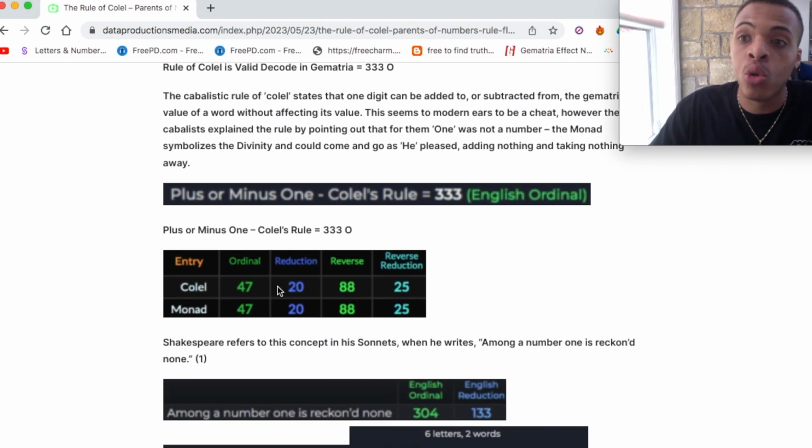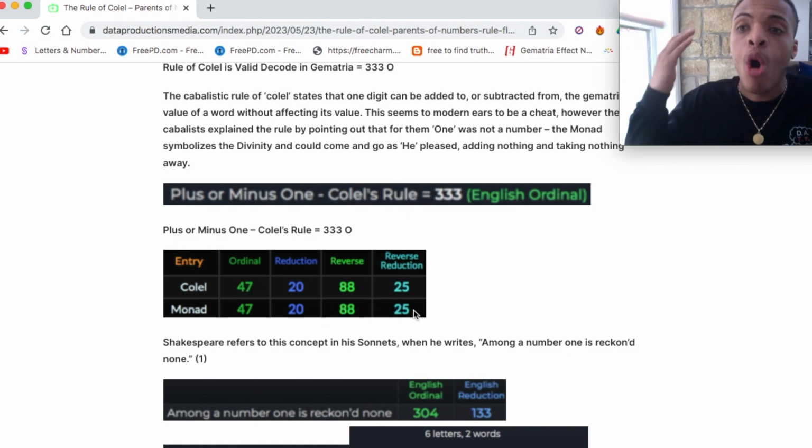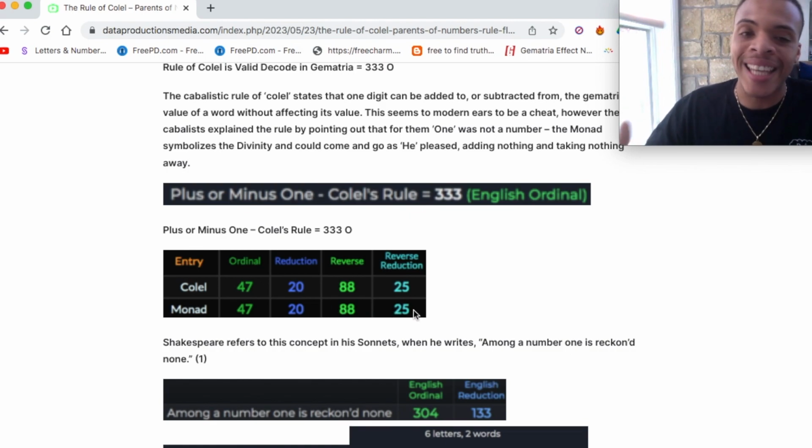Now, let's get to some other gematria decodes with this relation. So now looking at the words Colel and monad, they both share the same calculations in the 4 base English ciphers. Look, Colel, 47, 20, 88, 25. Monad, 47, 20, 88, 25. So boom, off the bat, you see they are related. They have the same vibrational energy. There's a connection there. All right, Colel, monad. Simple. Don't overthink it, okay?